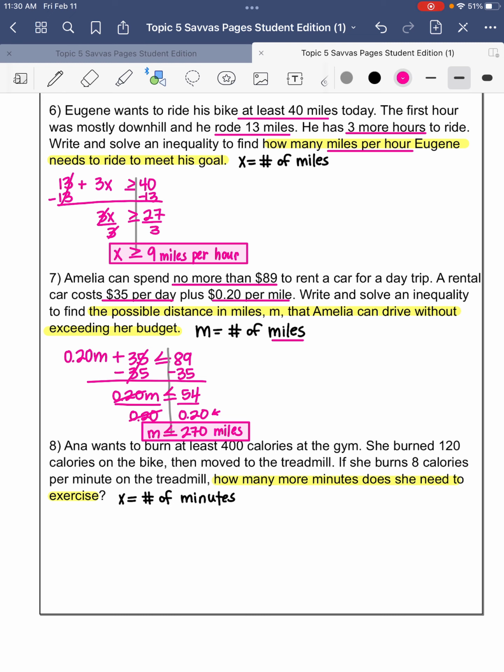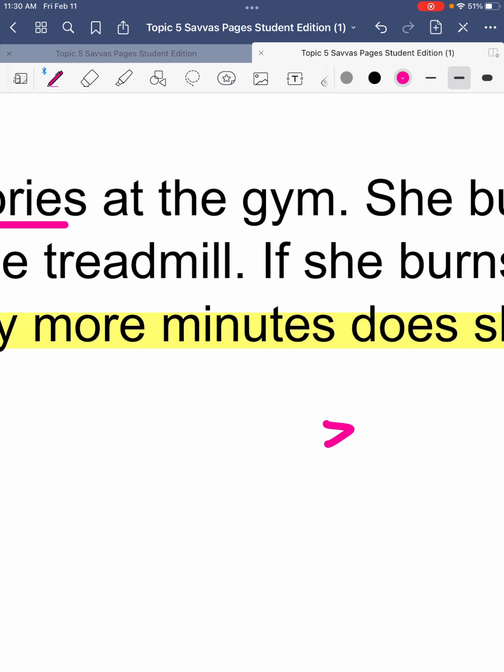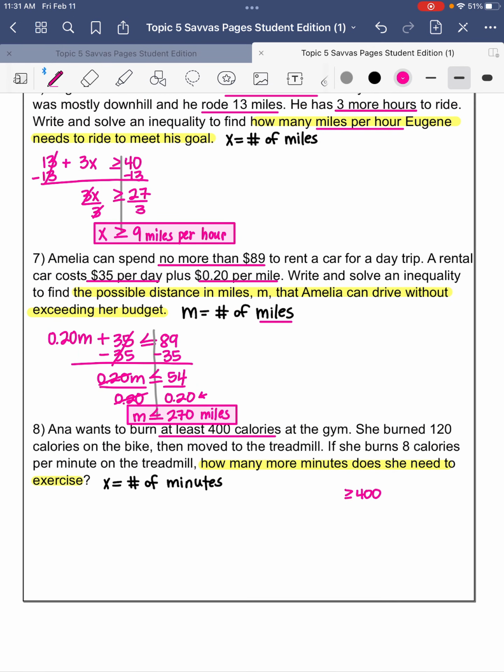So what is some important information? Well, she wants to burn at least 400 calories. At least is a key phrase. So I know that 400 is going to come after our inequality symbol. Well, what symbol represents at least? If you said greater than or equal to, you're correct. So we're going to have greater than or equal to 400. Okay, now what else is important?